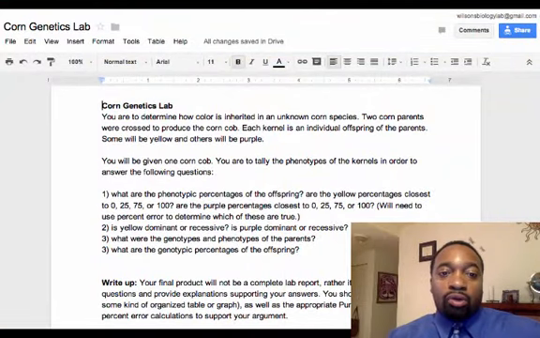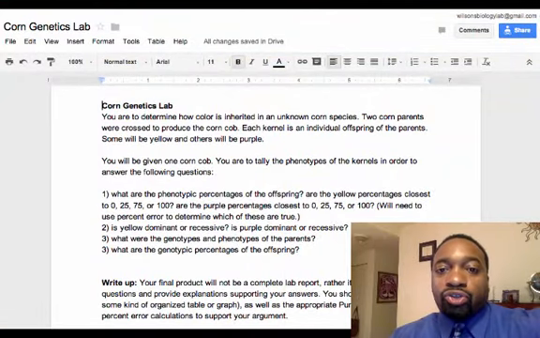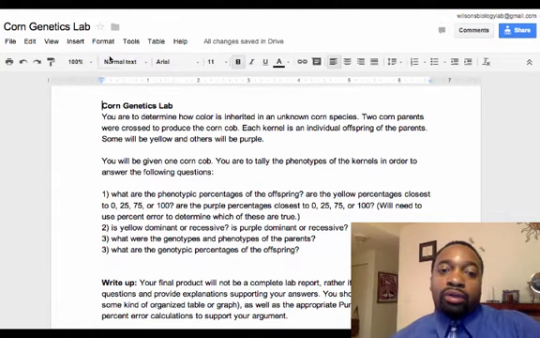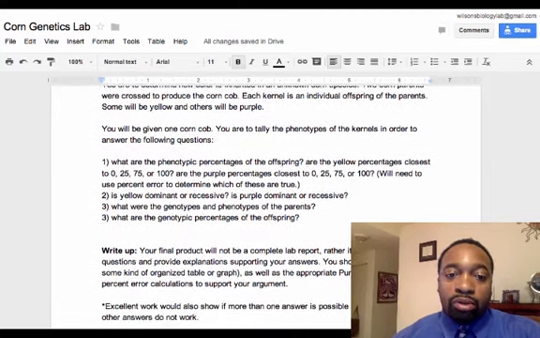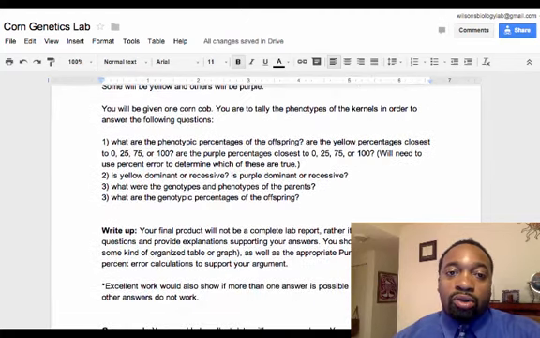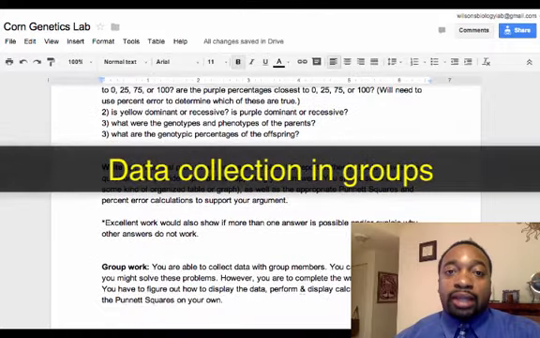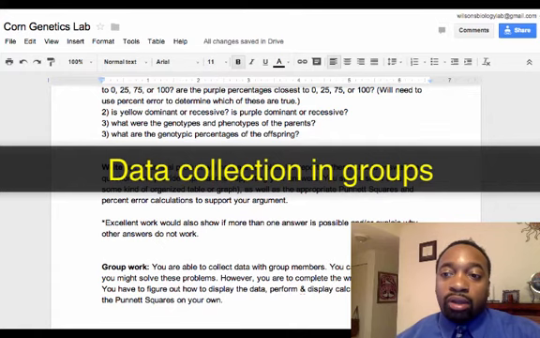And so if we look at the corn lab here, the instructions, of course, you're going to be able to work with partners. But I want to caution you on a few things. You're going to work with your partners to collect data. So I imagine that you would have to count the offspring, the phenotypes, the number of yellow and purple offspring, and see if you can figure out information based on the percentages.